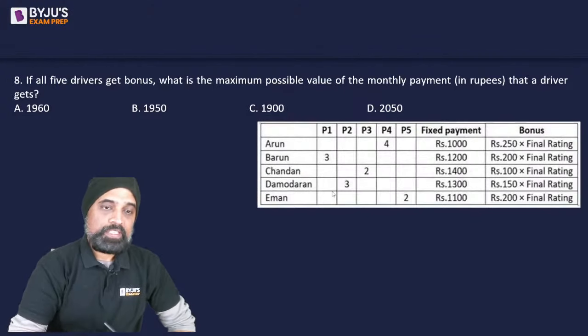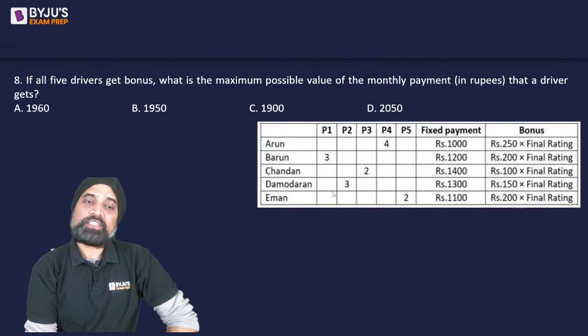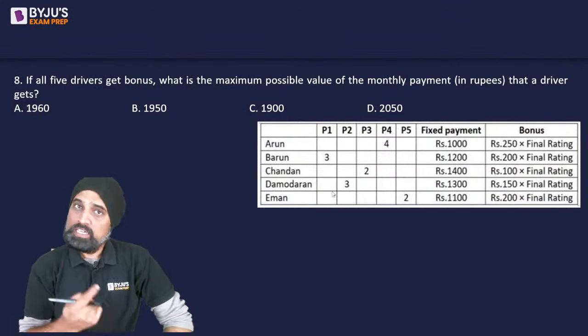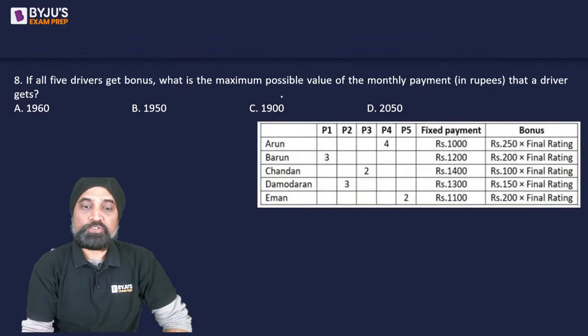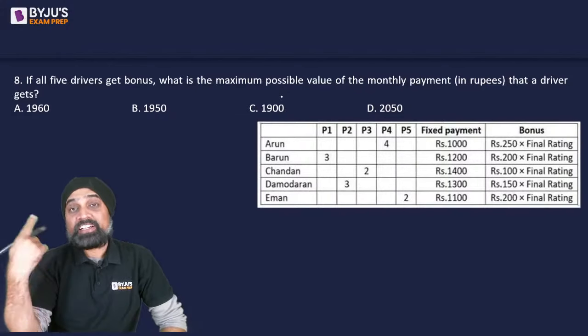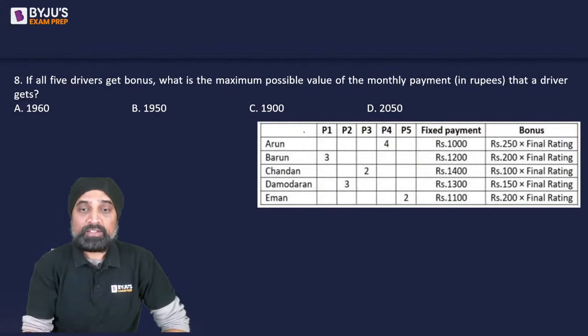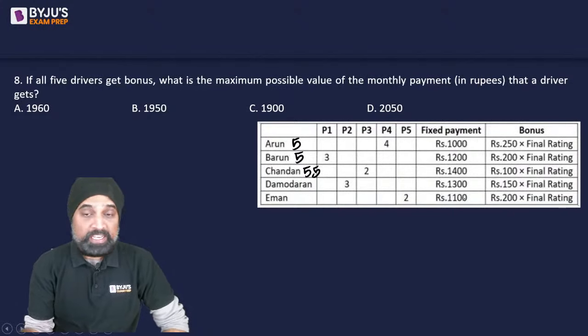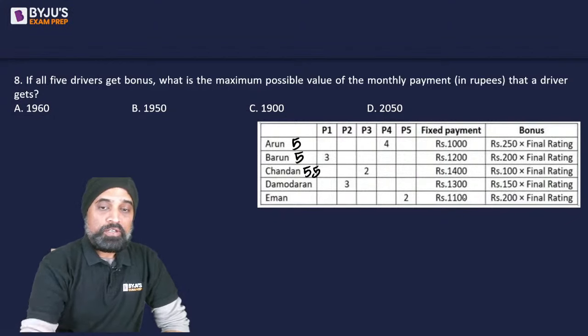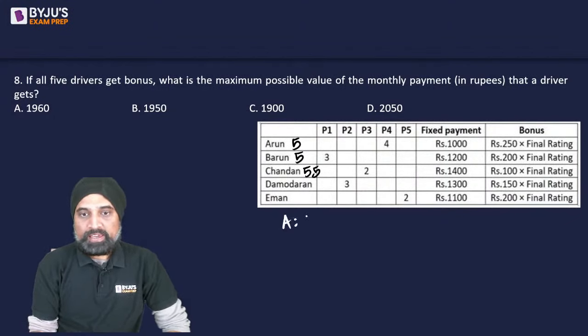Okay. Next, if all 5 drivers get bonus, what is the maximum possible value of the monthly payment? Same question as the previous one, but now we will have to make sure his final score is maximum, right? So Arun definitely gets a 5, Barun gets a 5, Chandan gets 2 5s, not sure about D and E. Okay, so A, he gets a 5, he gets a 4, we will have to make sure he gets another 5, a 4 and a 3.